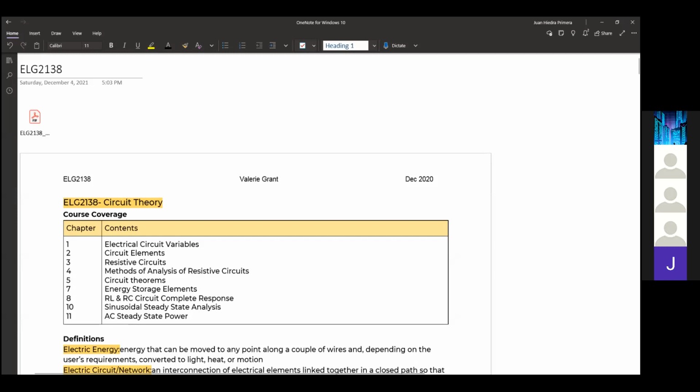All right, so welcome to the Cookies and Cram for Circuit Theory 1, ELG2138. The way I'm thinking of running this, if you guys have any better ideas for it, let me know. The way I was thinking of going about it was first skimming through these notes, which are going to be on the Google Drive, courtesy of my good friend Valerie. This is what we used when we were taking the course. And then after that, going through an old final and just working through these questions again.